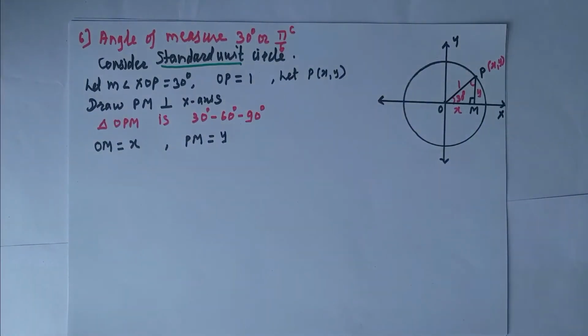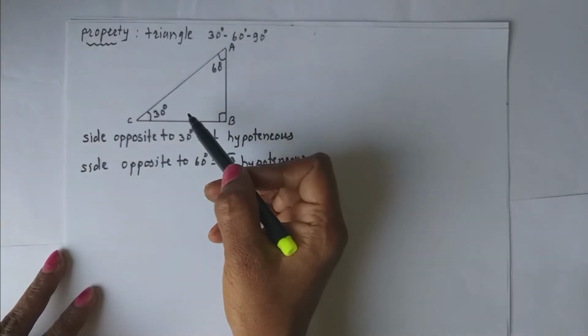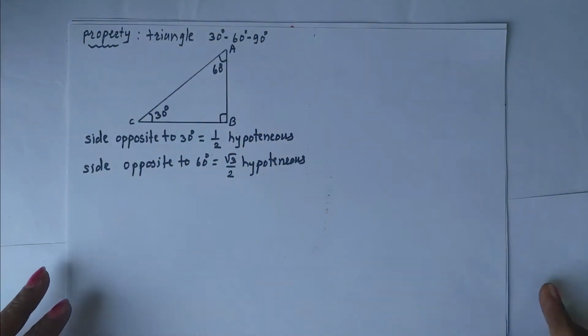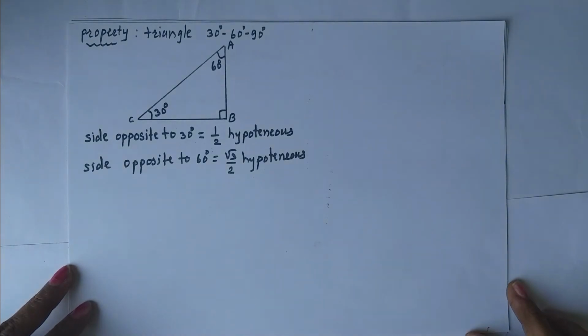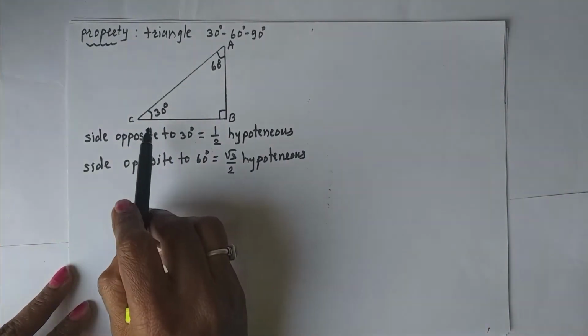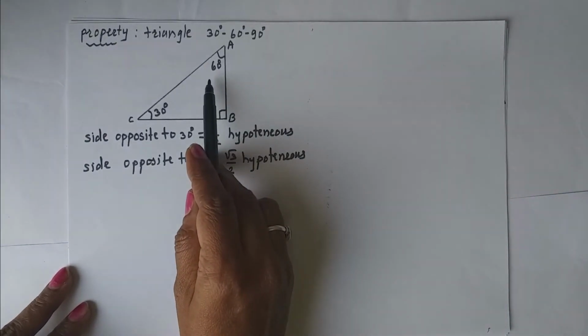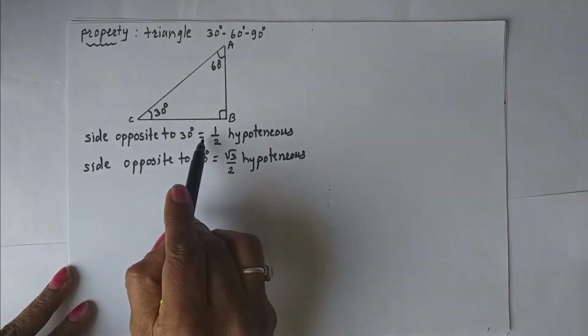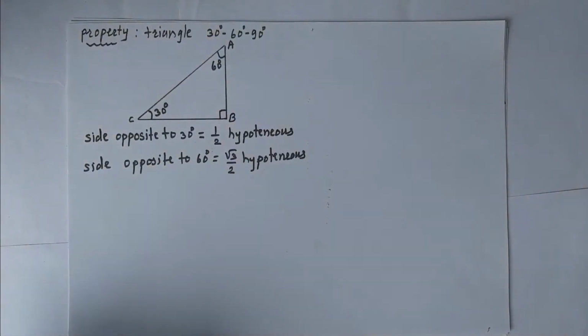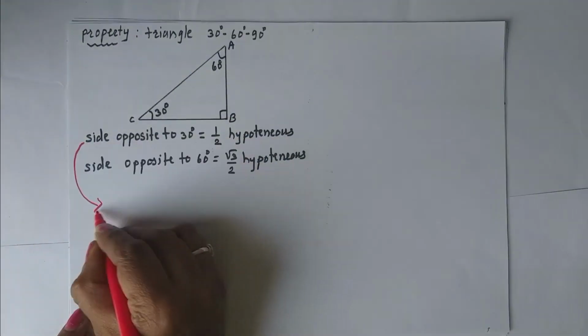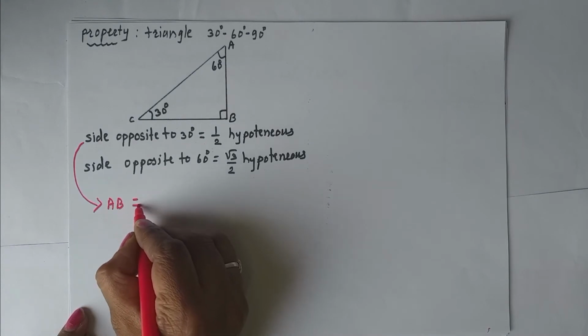Now it is a 30, 60, 90 degree triangle. What is the property of a triangle with 30, 60 and 90 degree? See here, if we consider the triangle of 30, 60 and 90 degree, then at your high school level you have studied this property. That is, in a right angle triangle, if one of the angles is 30 degree, then the other angle is 60 degree. And the side opposite to 30 degree is half times the hypotenuse. What is here the side opposite to 30 degree? That is AB. See here, AB is the side opposite to 30 degree.